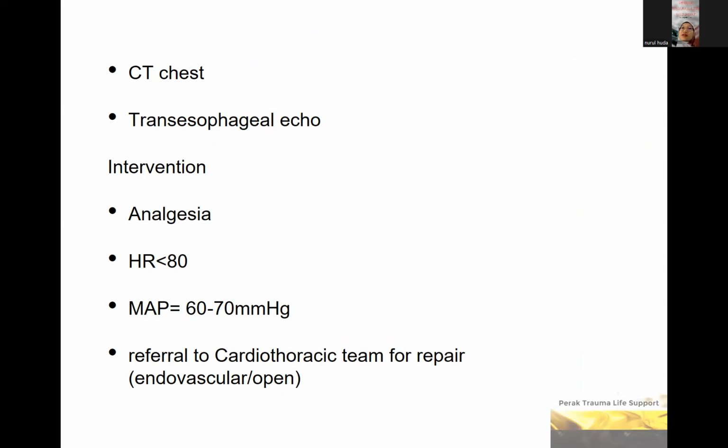For the intervention, if you identify a traumatic aortic disruption, you have to give good analgesia to the patient, and you have to keep the heart rate less than 80 and the MAP at least 60 to 70, because we want to avoid further shear force to the injured area. And then of course, the patient will need urgent referral to the cardiothoracic team for repair.